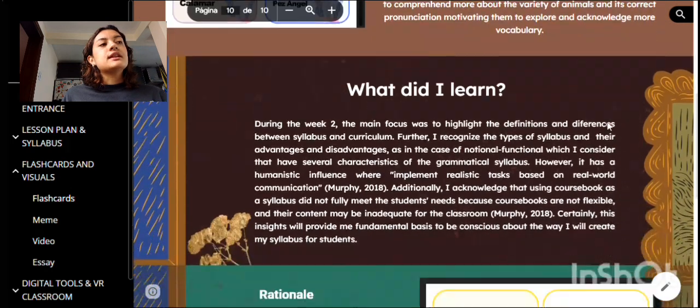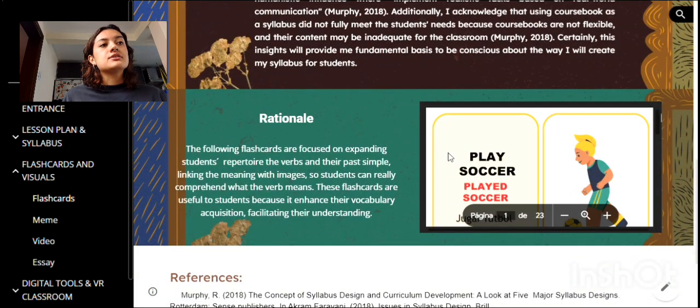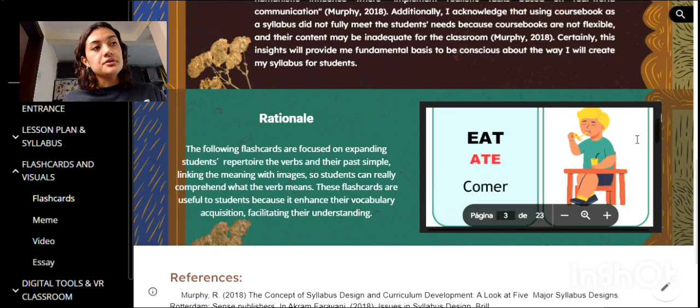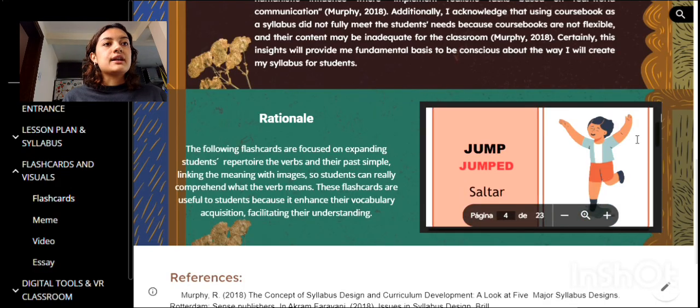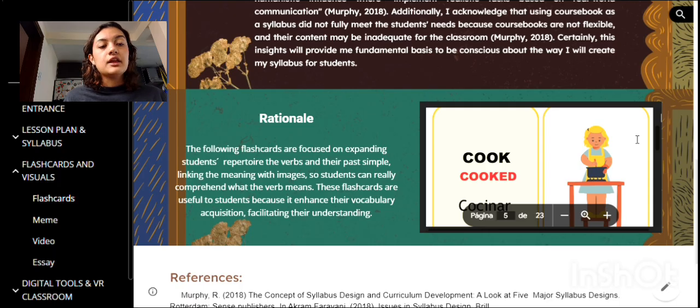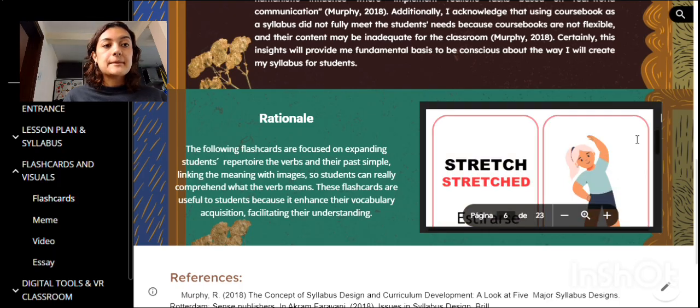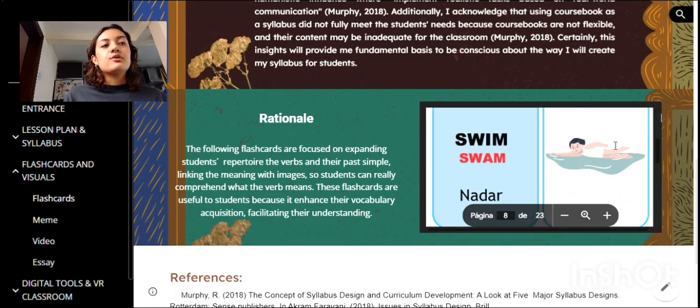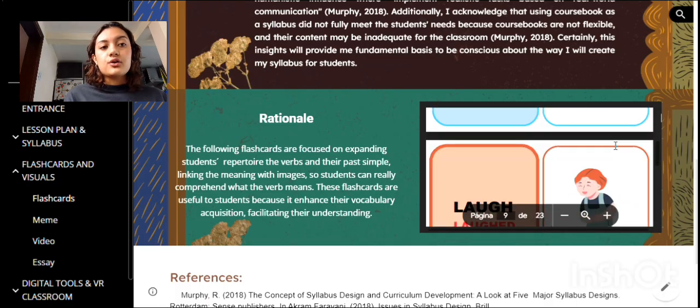Then we're going to see these flashcards of verbs in present and their past simple, where students can also link the meaning of the image with the word, and also enhance their vocabulary acquisition throughout the course.